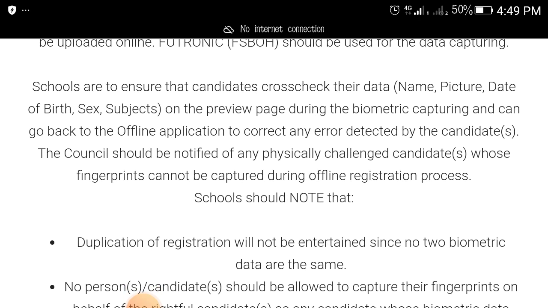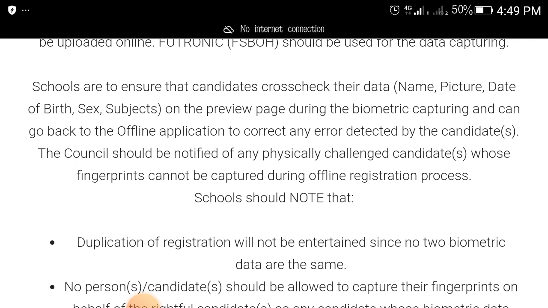Now, as a student, these are the things to look out for when you are doing the NECO thumbprinting so that there will be no mistake. Carefully look at your name. Carefully look at your passport, your picture. Carefully look at your date of birth. Very important, carefully look at your gender, your sex. If you are male, have male.